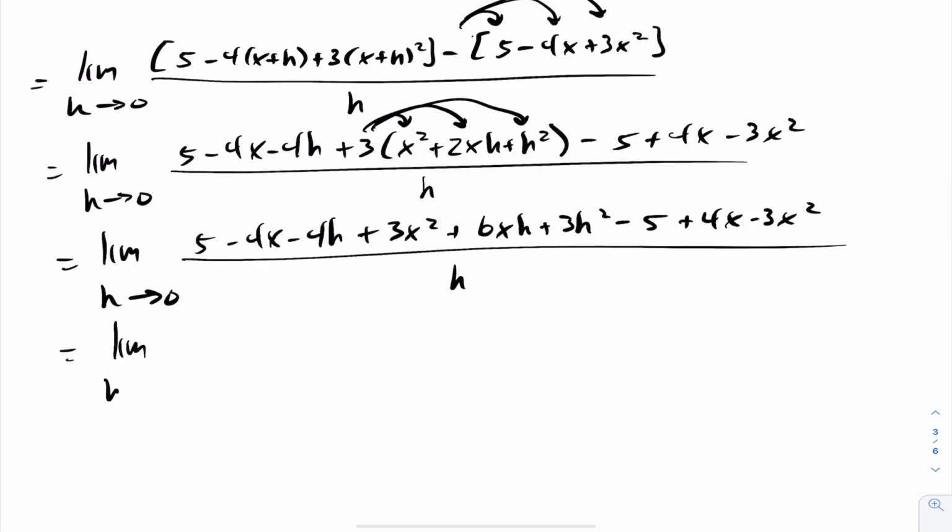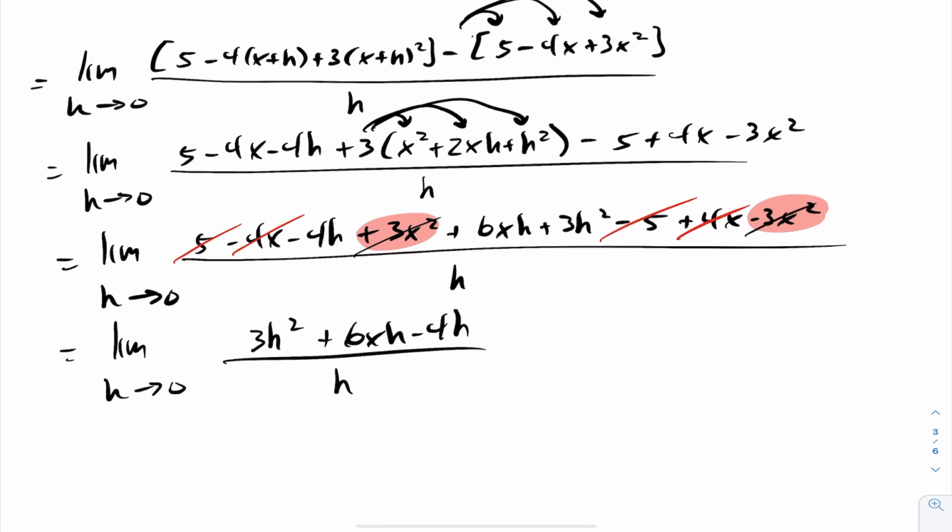So I'm going to take the limit as h goes to 0 here. Collecting out my x squareds, I have a 3x squared and a minus 3x squared, so those cancel. I also have a negative 4x and a positive 4x, so those cancel. I have a 5 and a negative 5, so those cancel. And I'm left with here 3h squared plus 6xh minus 4h, the whole thing divided by h.